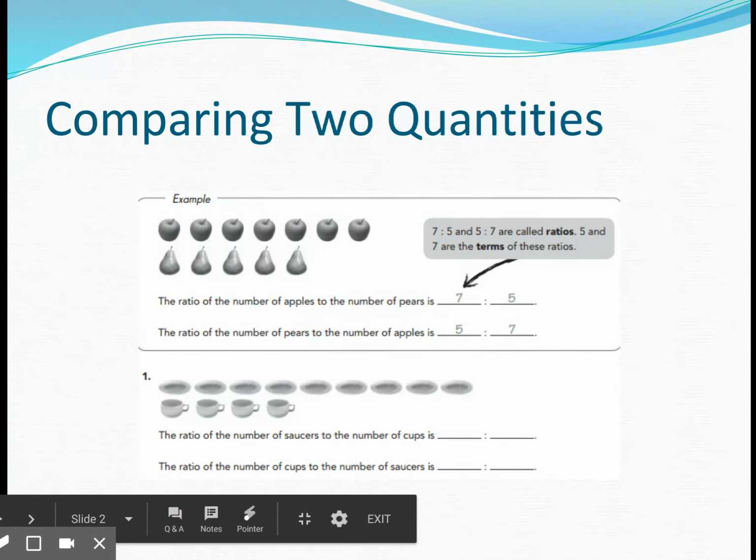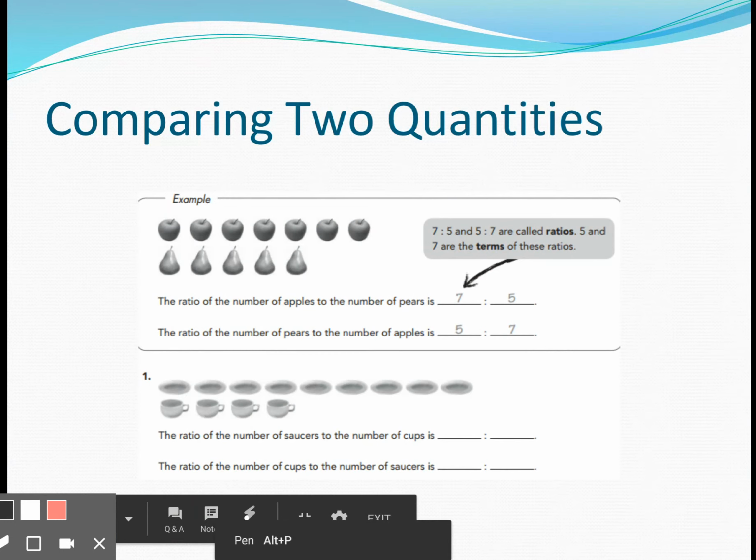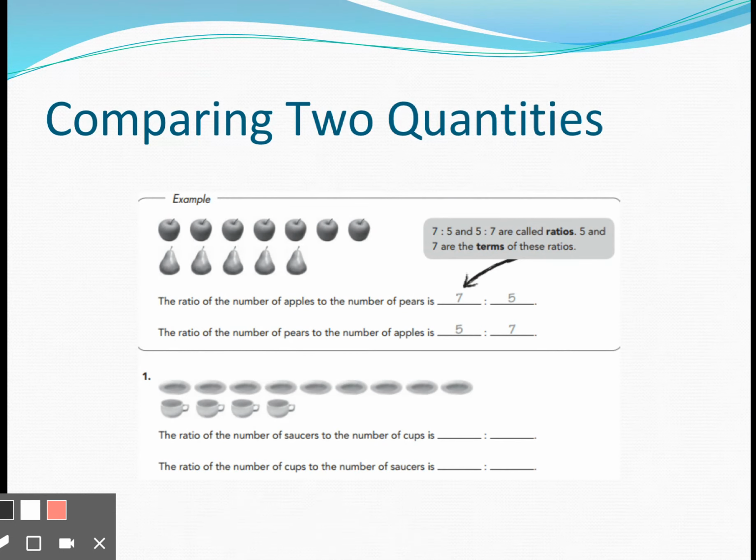All right, so like I said, a ratio is comparing two quantities. We have an example here where we're comparing the number of apples to pears. So here we have 1, 2, 3, 4, 5, 6, 7 apples, and 1, 2, 3, 4, 5 pears. So they are asking for the ratio of the numbers of apples to pears. So we're, in this case, going to write 7 first because they asked about apples first, and then 5 second because then they asked about pears.